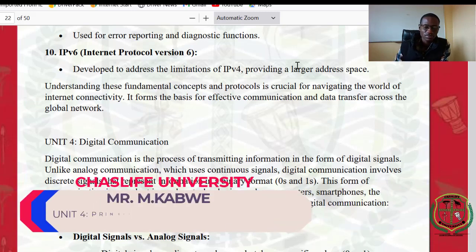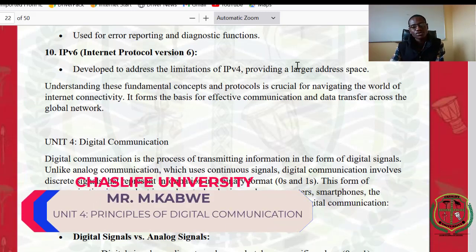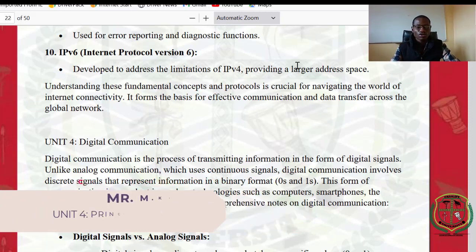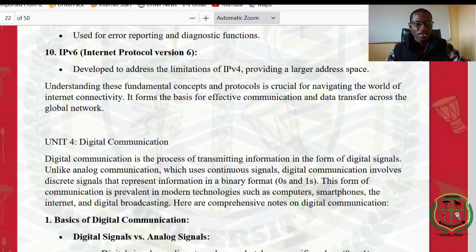In this unit, we are going to discuss digital communication. Digital communication is what we are going to look at. So basically, when we talk about digital communication, we are talking about transmitting information in the form of digital signals. All right, so we are using digital signals to transfer information.